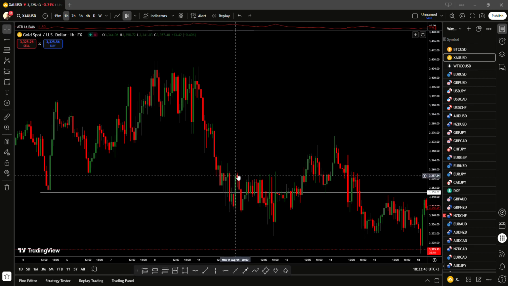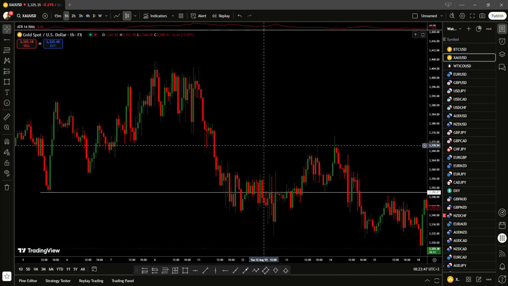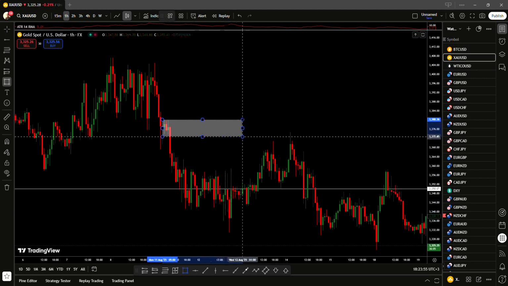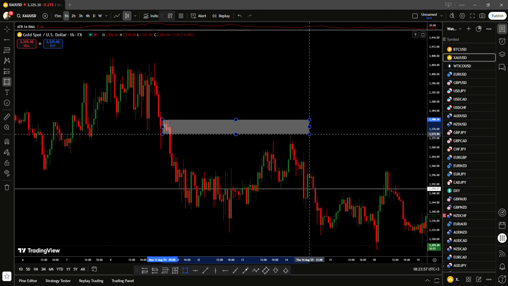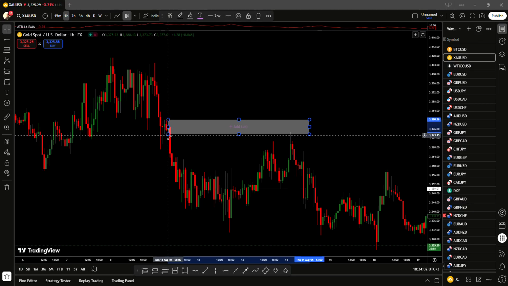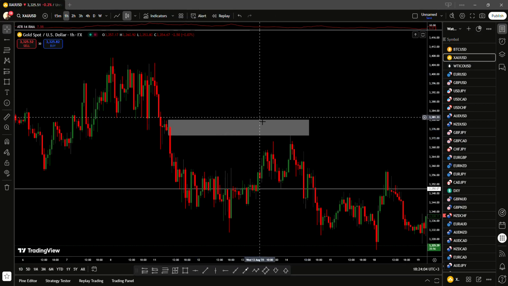There's a shift of structure there. So after this break of structure, that is now when we identify our valid supply zone. Just mark that candle very, very well. This one here, this green candle here, like that, the inducement candle.